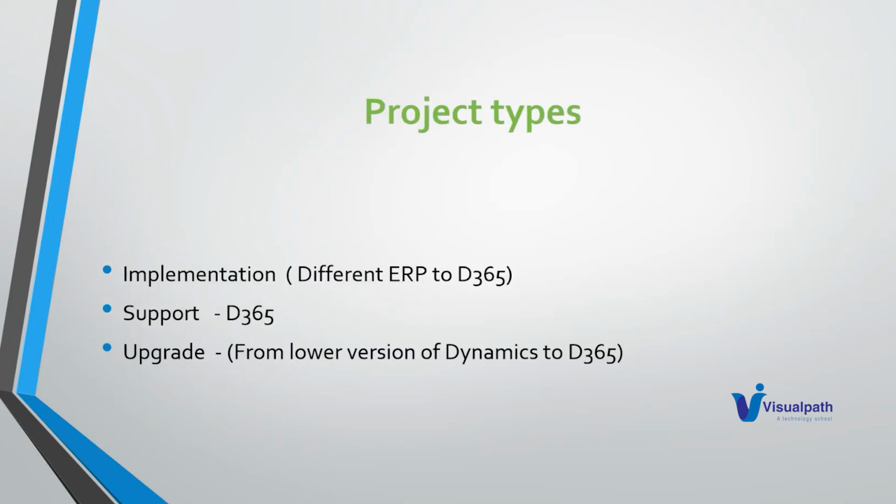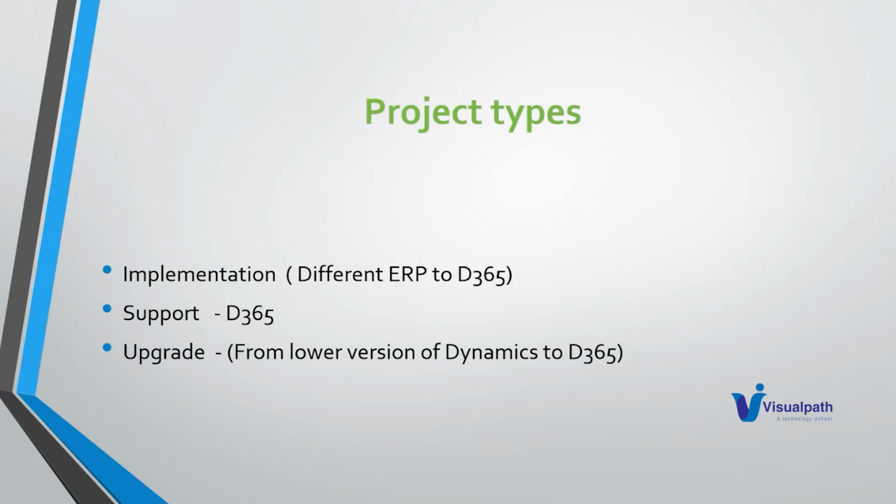Now, when you join any organization, you will find three types of projects. When you join as a consultant in D365, three different projects: implementation, support, upgrade. When I say implementation, it's a new project. From 0 to 100, we are going to create it. From scratch, you are going to build everything. That is implementation. When I say support, it's already implemented, but you need to support them. Need some kind of guidance. That is called support.